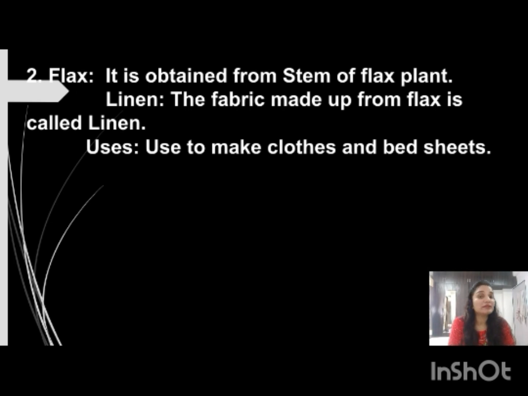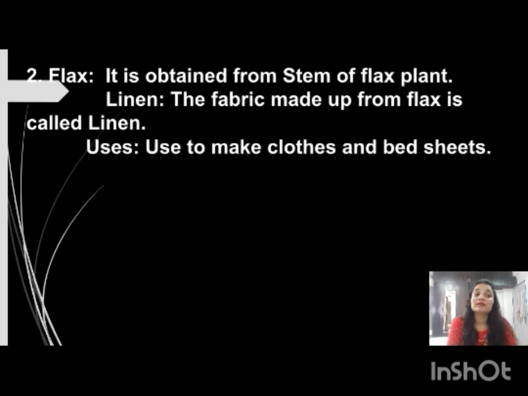Now here in the first line they have told it is obtained from the stem of the flax plant, and downside you have the definition of linen. It means the flax plant is used to make the fabric linen, or the fiber which is obtained from the flax plant is called linen.